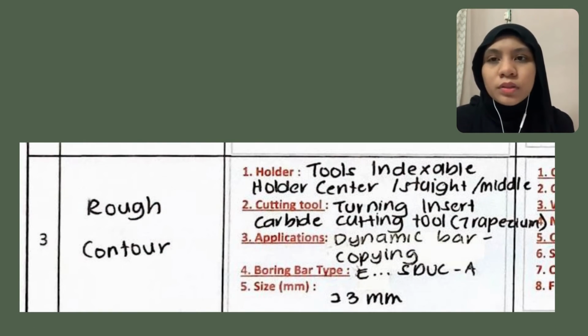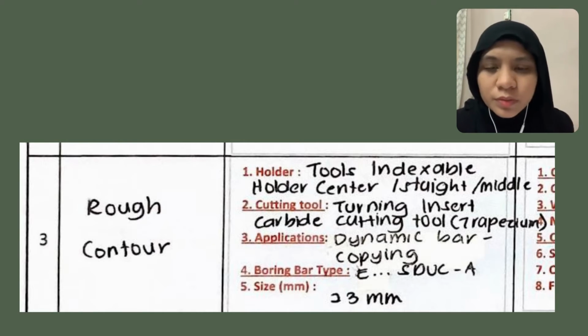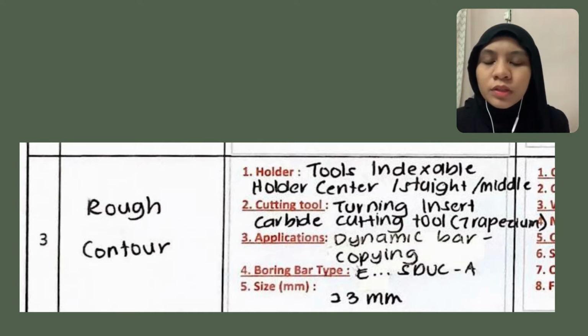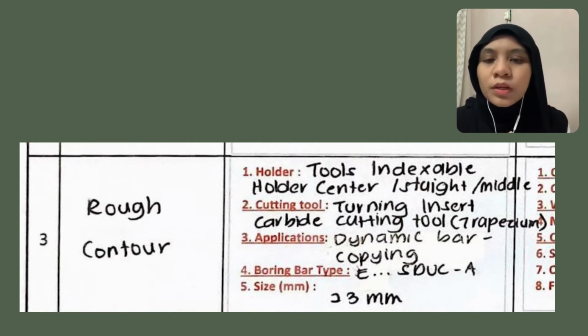Okay, so based on the video earlier, the rough contour process is actually the third process in the turning operation. So part A of the third box is going to be rough contour. Then we'll move to part B. Part B involves a holder, cutting tool application, boring bar type, and size. And for your information, all the answers that I got for part B, I referred to the appendix that was given by my lecturer.